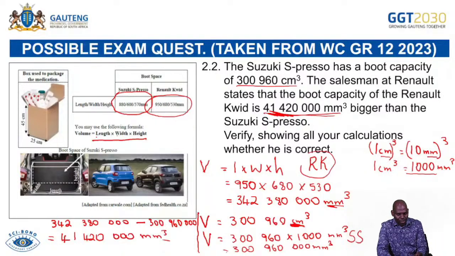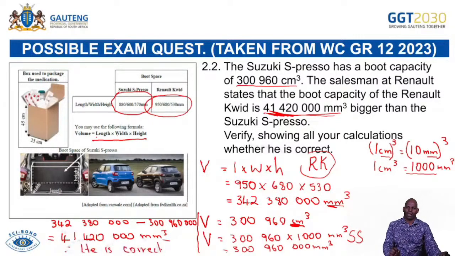So the examiner here was saying, verify, showing all your calculations, whether he's correct. So in this case, you can say he is correct. Very important to indicate that statement. But remember, the statement goes with the calculations. If you don't do the calculations and just write down the statement, you won't get any mark. So you just have to do the calculations first.